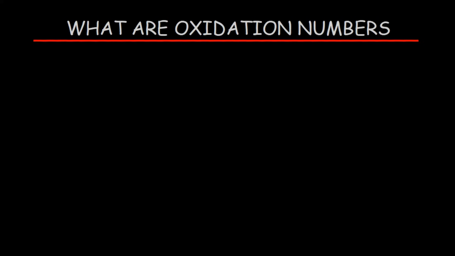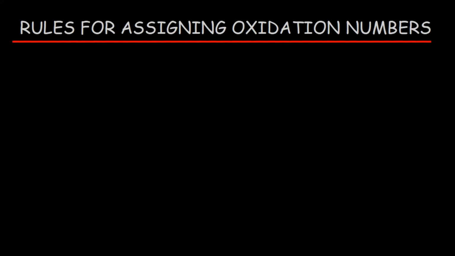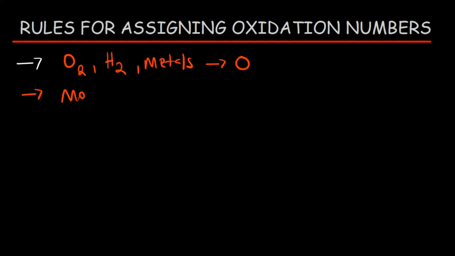Now, what are some of the rules that you're supposed to understand for you to solve oxidation numbers? So an element in standard state, for example, let's say O2, a diatomic molecule, hydrogen like that, and metals, the oxidation number for such is 0. Then what if you have a monoatomic ion? For this one you are going for the charge of the ion.